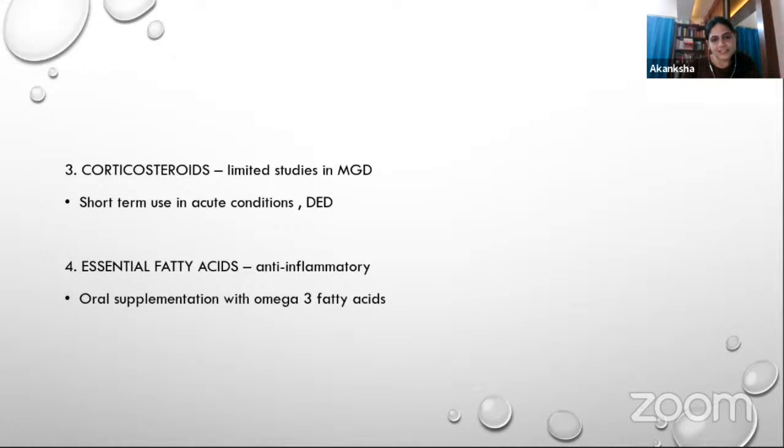Corticosteroids, though they have an anti-inflammatory role, most of the studies suggest that they may not be needed in meibomian gland dysfunction unless there is some acute inflammation where you may use them for a short-term role. Or oral supplementations like essential fatty acids with omega-3 and omega-6 fatty acids have also been recommended. Again, there are not many studies supporting their role, but it is still to be seen how much they actually affect the meibomian glands, but they are being suggested as a mode of treatment for chronic cases.